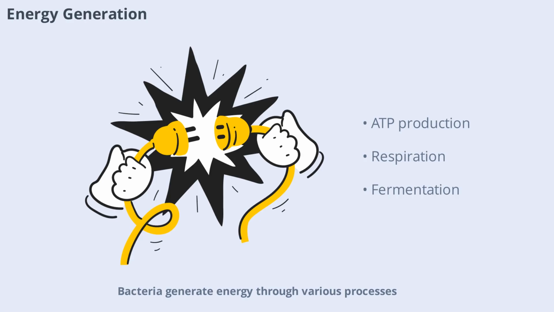Bacteria generate energy through various processes. Aerobic bacteria use oxygen to produce ATP via respiration, while anaerobic bacteria rely on fermentation or anaerobic respiration. Some bacteria can even use light or inorganic compounds for energy. The efficiency and adaptability of these energy-generating mechanisms are key to bacterial survival and growth, especially in challenging environments.